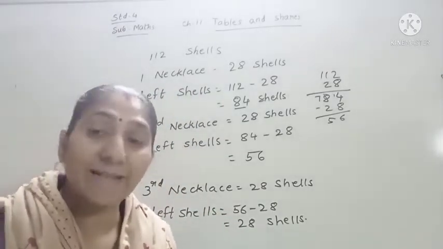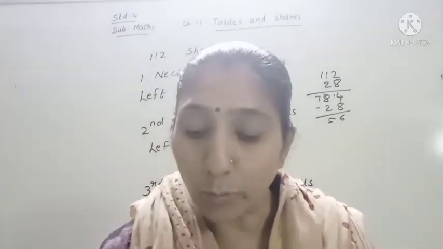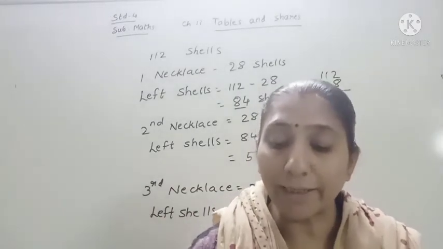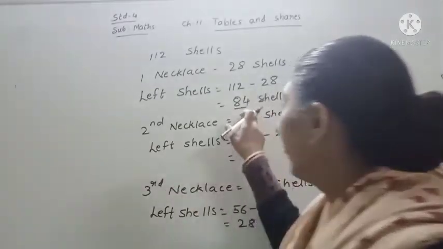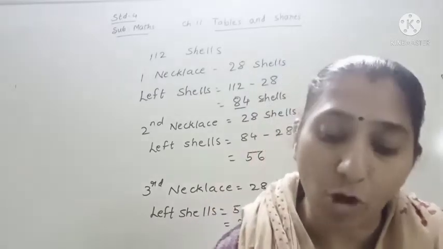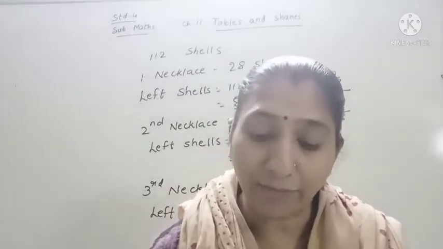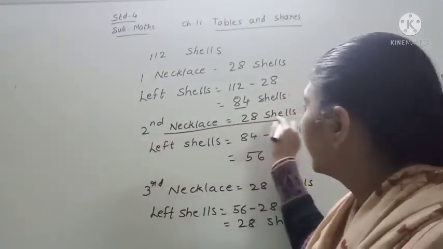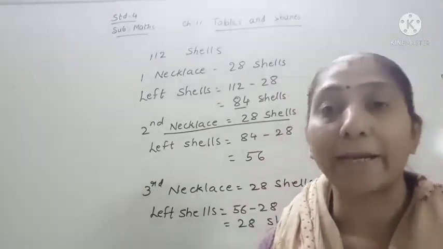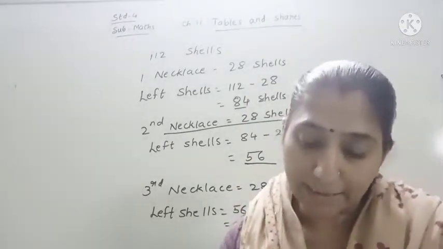Now let us fill up the blanks given in the textbook. He took 28 shells for one necklace. 112 minus 28 is equal to 84. How many shells are left? Now he was left with 84 shells. Again he took 28 more shells for the second necklace. How many shells are left now? So after making the second necklace, 56 shells are left.